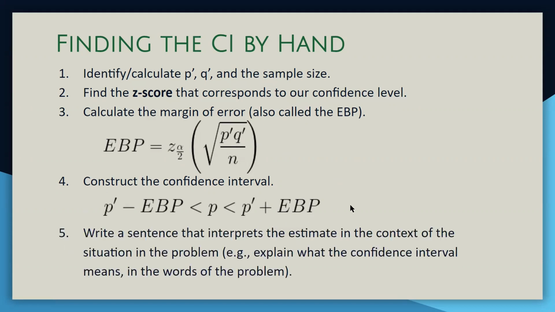Just like before, once you've got those numbers, you need to interpret them in terms of the context of the problem. So explain what that confidence interval means in terms of the population proportion you're trying to estimate.